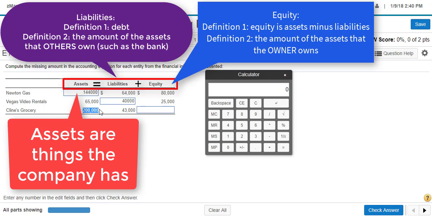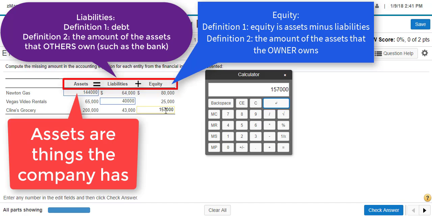And then our last scenario, we've got Klein's Grocery. They have $200,000 of assets, but they don't own all of it. The bank owns $43,000 worth. Also, you can say the company has $43,000 of debt. So how much of these $200,000 of assets does the owner own? In other words, what's equity? So to calculate equity, we take 200,000 minus 43,000 equals, click in here, and then shoot the number over there.